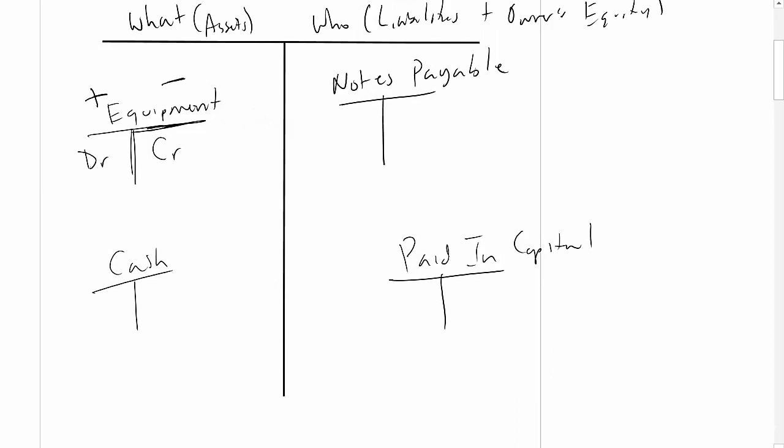And to increase notes payable, for example, since it's on the right-hand side, we use the right-hand side. So we put a plus sign over here. Paid in capital, to increase paid in capital, we use the plus side, which is the credit side, the right-hand side. So again, this is just the concept. It's going to come together very quickly here.